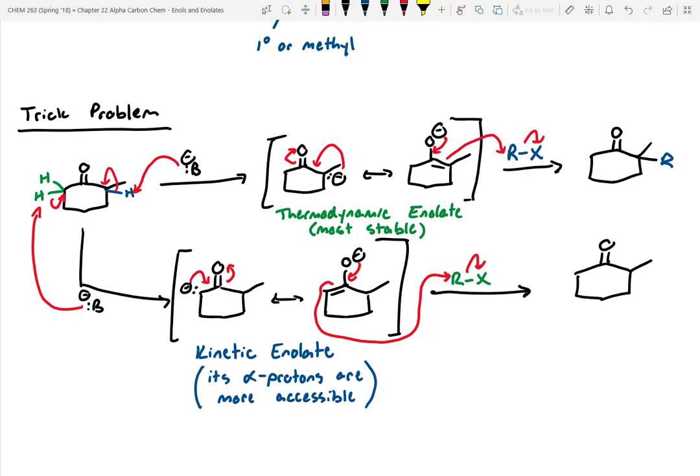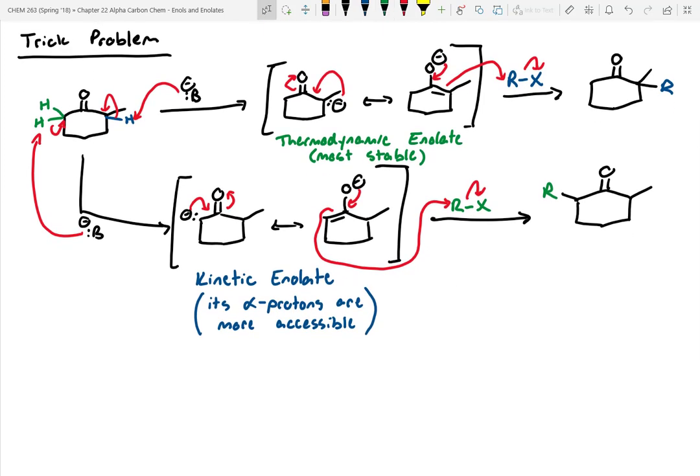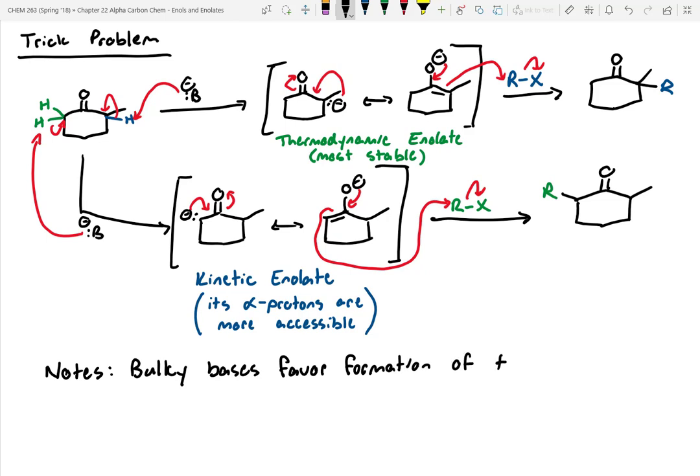Oops, and you get the R group coming off the other position. Does that make sense? So let's make a few notes just to describe what we're seeing here and what we hypothesized. Bulky bases favor formation of the kinetic enolate. That's one thing we previously said.